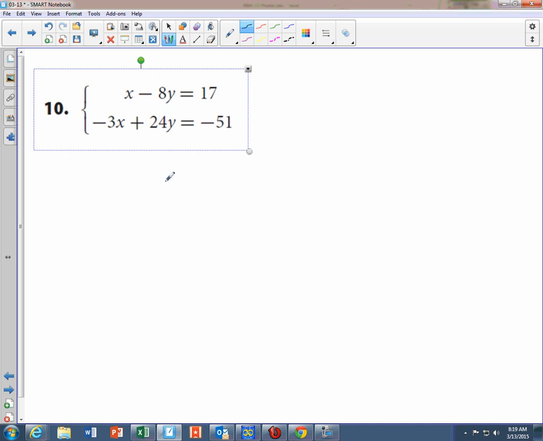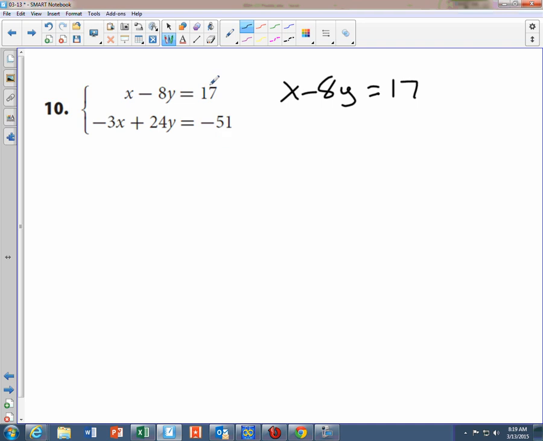What's the first step on your note sheet? Isolate variable. Do I have one already isolated? No, not on number 10. Which one looks easiest, though? The top one again. X minus 8y equals 17. I need to get x by itself. Jasmine, what will I do to get x by itself?